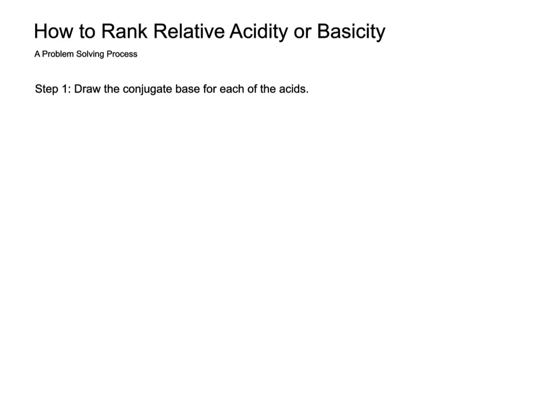The first step in the problem-solving process is to draw the conjugate base for each of the acids that you're trying to rank qualitatively. That's because we don't actually ever want to rank acids directly. You'll run into too many problems if you try to do this, so just draw the conjugate base for each of the acids first and foremost.